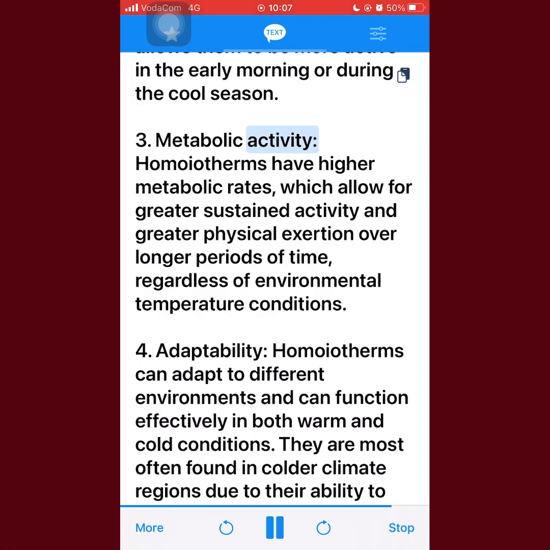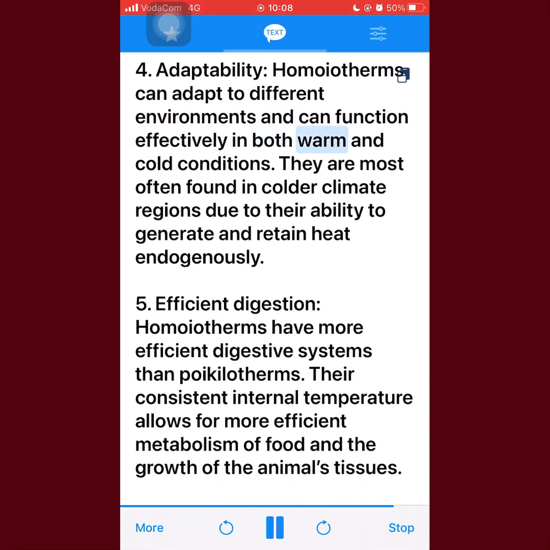3. Metabolic activity. Homoiotherms have higher metabolic rates, which allow for greater sustained activity and greater physical exertion over longer periods of time, regardless of environmental temperature conditions. 4. Adaptability. Homoiotherms can adapt to different environments and can function effectively in both warm and cold conditions. They are most often found in colder climate regions due to their ability to generate and retain heat endogenously.